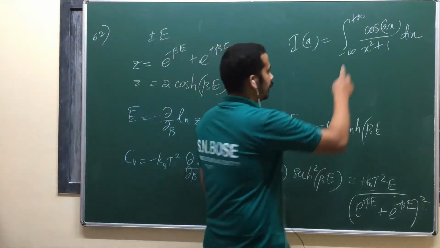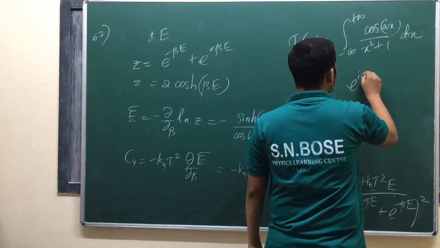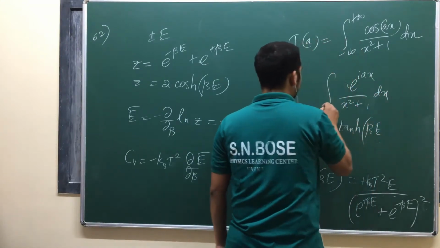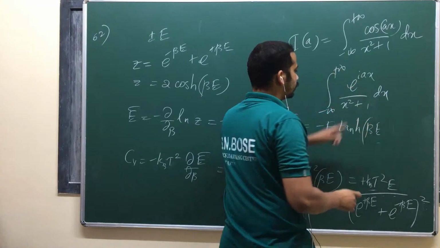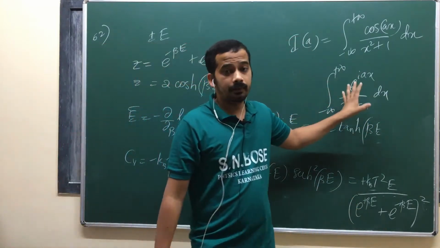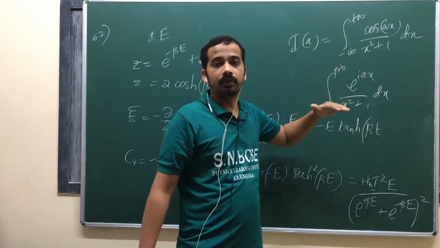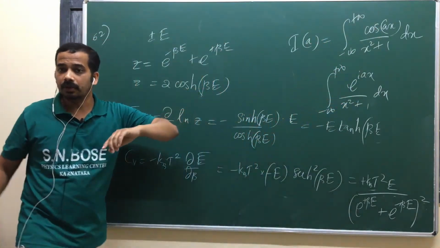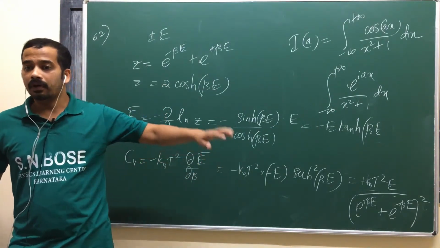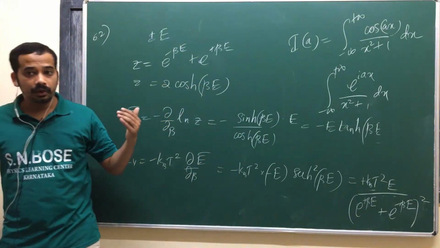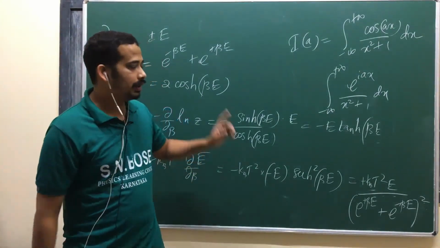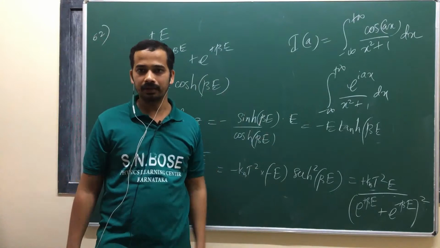So look here, in the integral from minus infinity to plus infinity of e power I ax by x square plus 1 dx. To solve this one, when a is greater than 0, he mentioned clearly, you should take the positive semicircular contour in the upper half plane only, not in the lower half plane. For other integrals, that is our choice. You can take the contour in the upper half plane or lower half plane. Only the contour along the real axis matters for us.